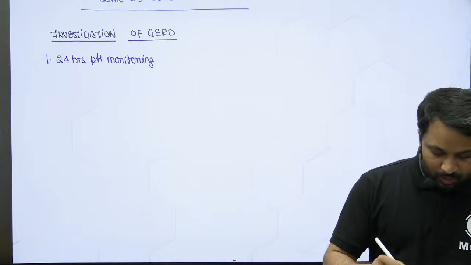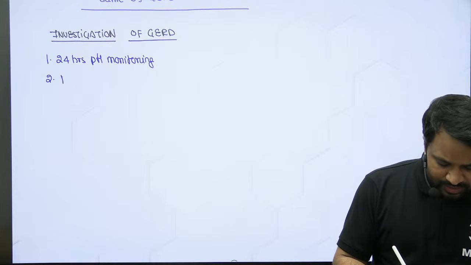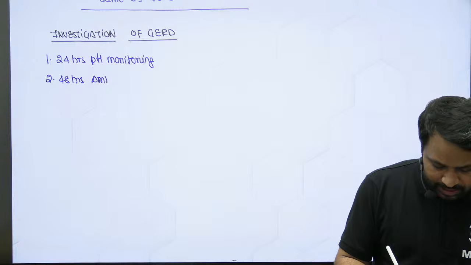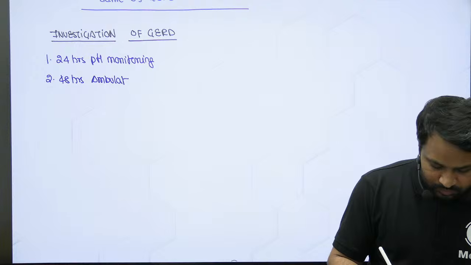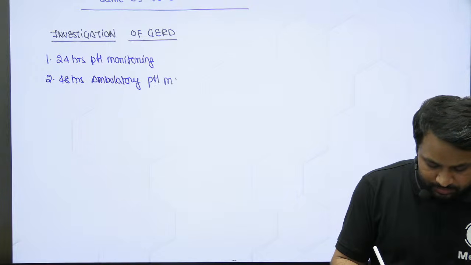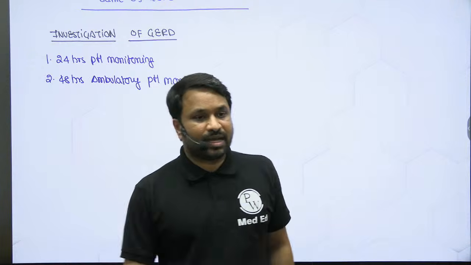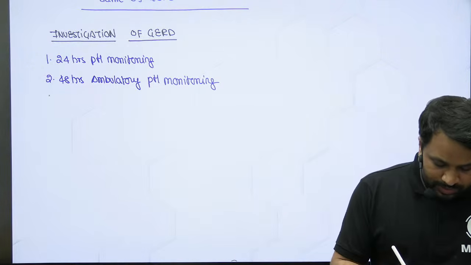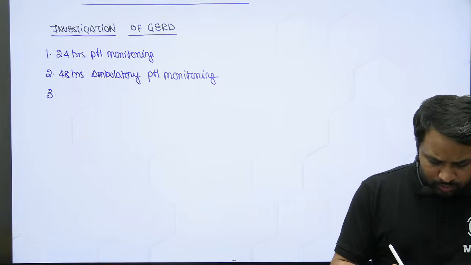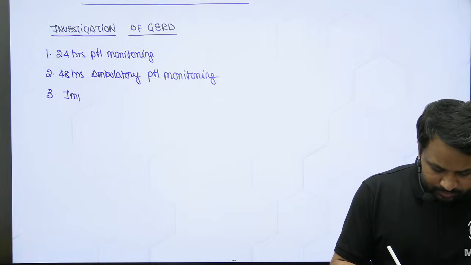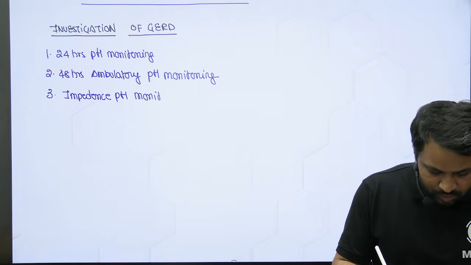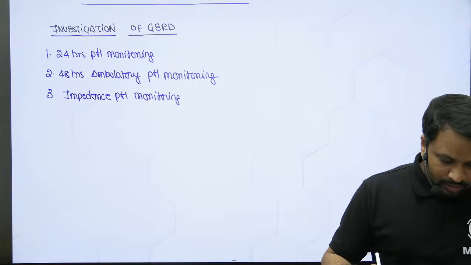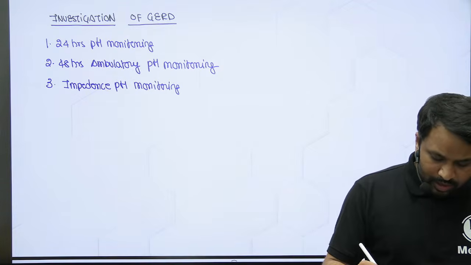Okay? Now, once you have done with 24 hours pH monitoring, the other one that you have is a 48 hours ambulatory pH monitoring. So get more data. So you have 24 hours pH monitoring, 48 hours ambulatory pH monitoring. Along with that, you can also do what is called impedance pH monitoring.